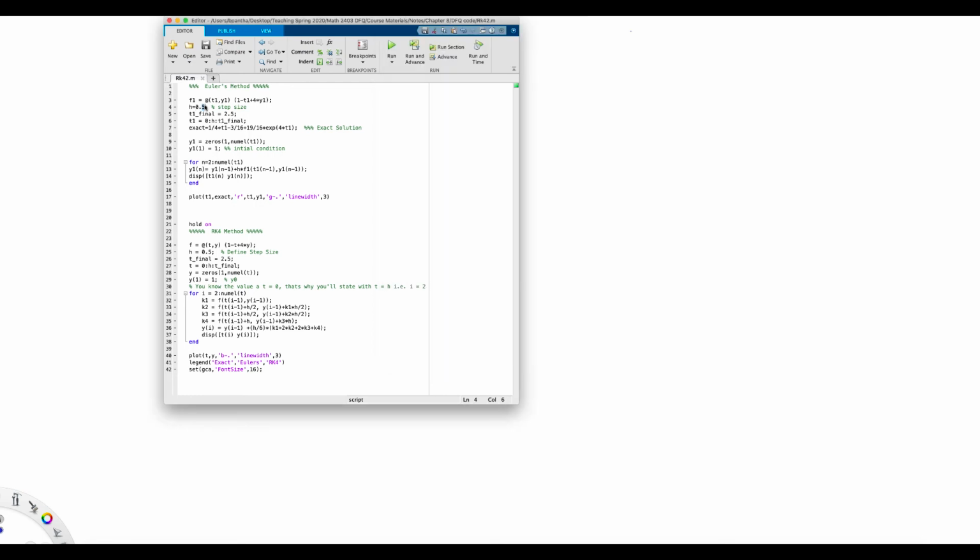Let me decrease the step size by a factor of 5, meaning the step size is 0.5 and now I'm making it 0.1. When I decrease the step size by a factor of 5 in Euler's method, the error will decrease by a factor of 5, but in the Runge-Kutta method, the error will decrease by a factor of 5 to the fourth, that means 1/5 to the fourth, almost 1/625. So let me show you that.